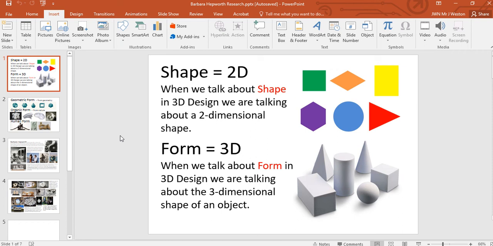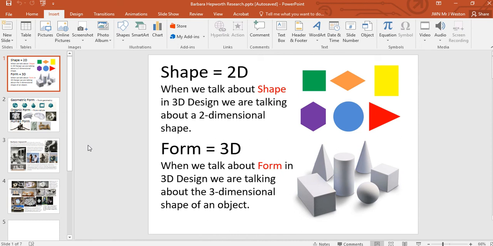First of all, before we get into looking at some work of Barbara Hepworth, we're just going to talk about 2D and 3D. Particularly, we're going to talk about form. When we use the word shape, we're talking about a two-dimensional shape. So here we can see some examples: square, diamond, rectangle, hexagon, circle, triangle.